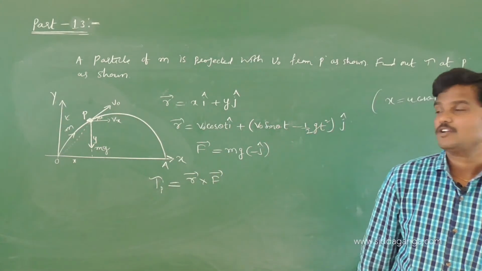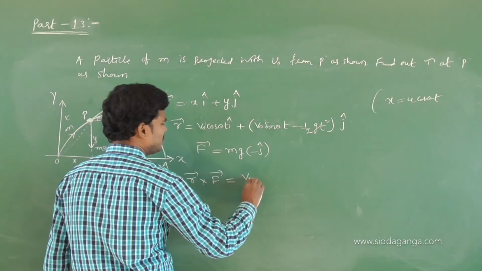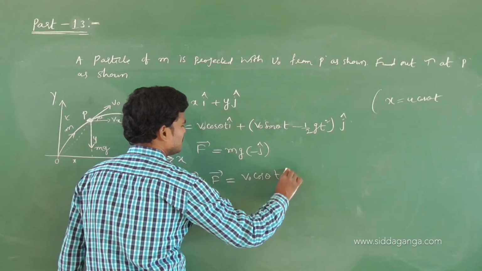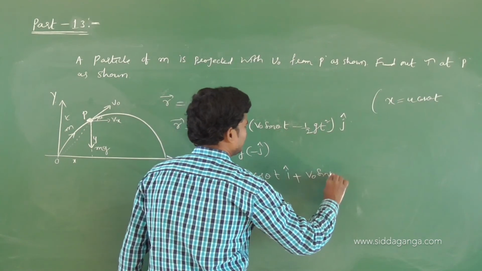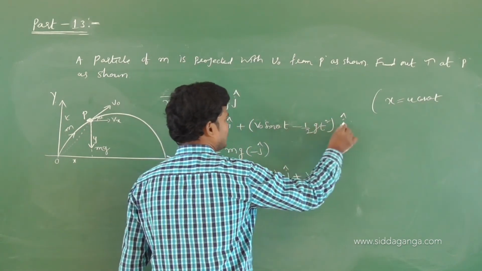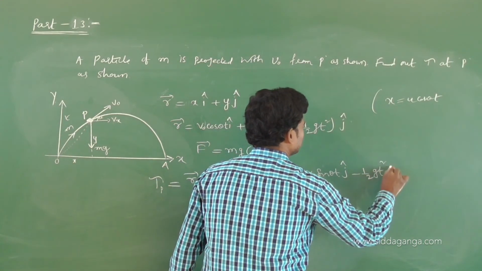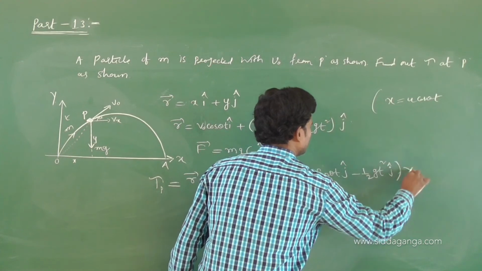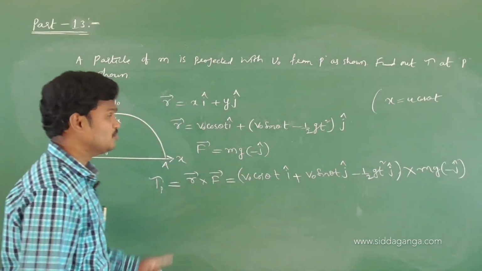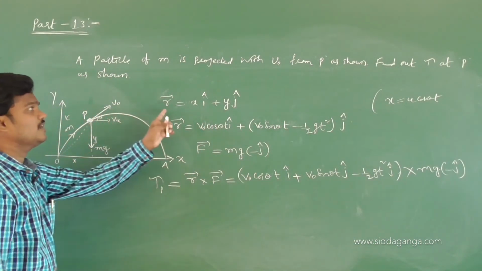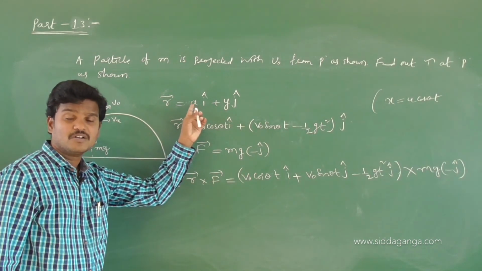Cross product, A cross B. So this value and this value. V naught cos theta into t i cap plus V naught sin theta t j cap minus half gt square j cap, cross mg minus j cap. See, almost I am doing kinematics here. R bar I have written as x i cap, x component, y component. X component is nothing but x, the horizontal component.